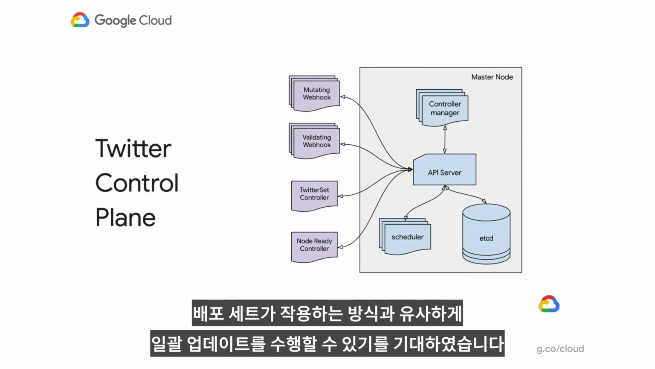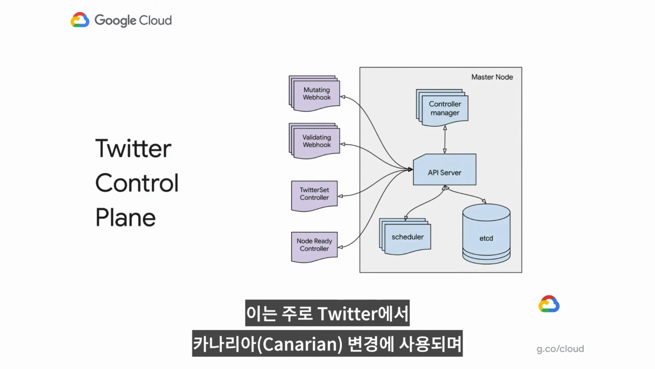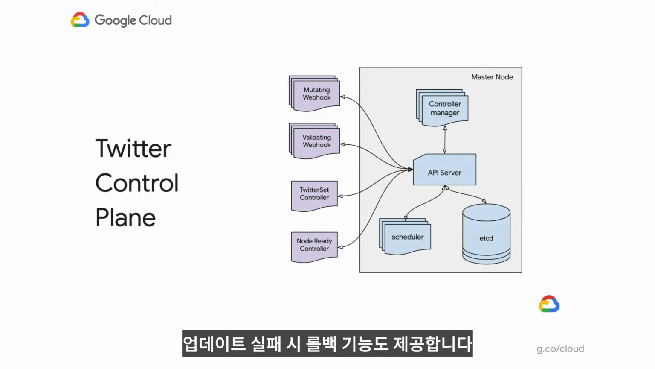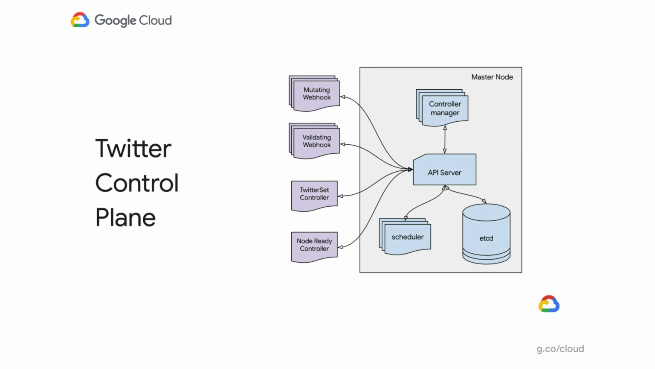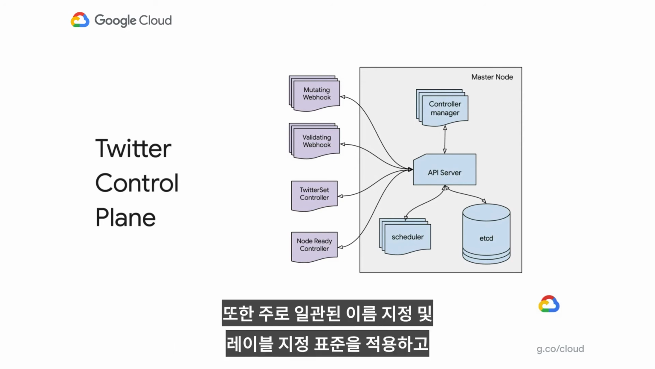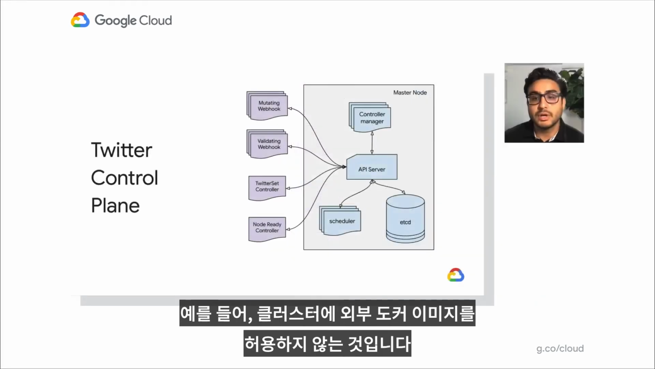to how deployments work. Each Twitter set can have multiple configurations per workload, which is mostly used at Twitter for canarying changes. It also provides us with rollback on update failure, which is similar to how Aurora Scheduler performs its updates today. We also have a few mutating and validating webhooks, mostly to enforce consistent naming and labeling standards, and also to enforce security policies. For instance, we don't want to allow foreign Docker images in our clusters.